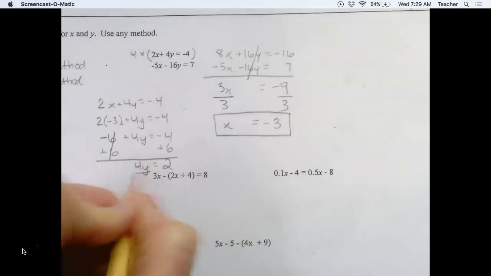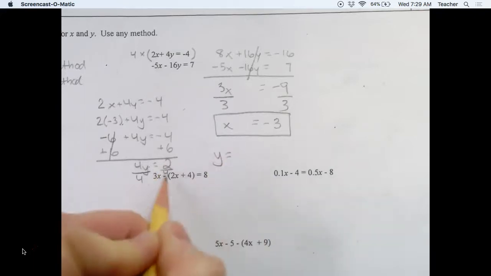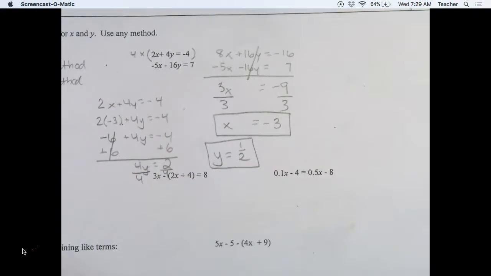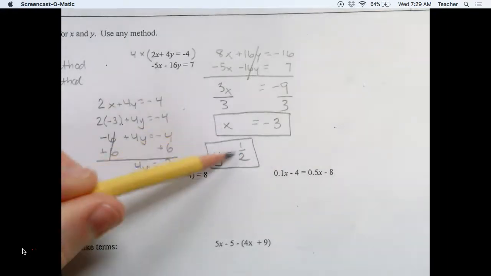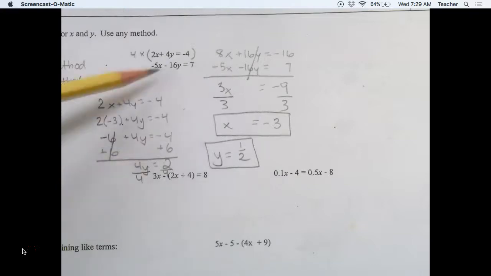I've run out of room, but I'm going to divide by 4. And 4 divided by 4 is 1y. 2 divided by 4 is 1/2. So when x is negative 3 and y is 1/2, both of these equations are solved, which therefore means I have solved the system. If I graphed these, they would intersect at negative 3, 1/2.